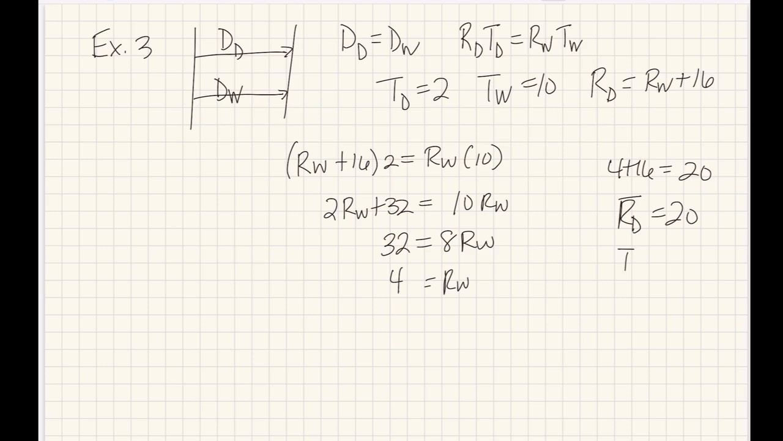And if our rd is 20, and our time is 2, then we're just going to multiply 2 times 20 to figure out how far this would have been. 2 times 20 is 40, and that's 40 miles. And since they are equal, it'd be 40 miles driving, 40 miles walking. Doesn't matter which one. Both of them are 40.